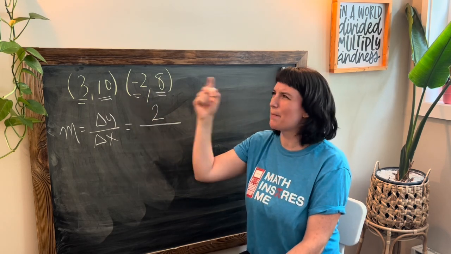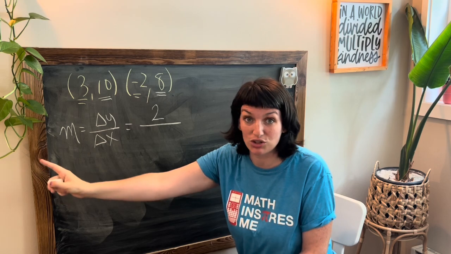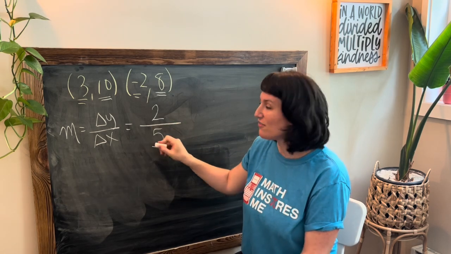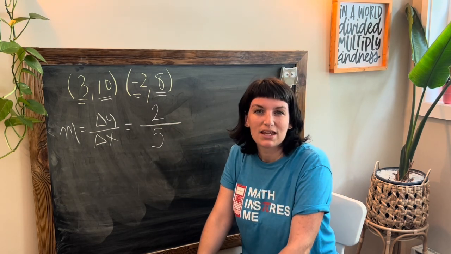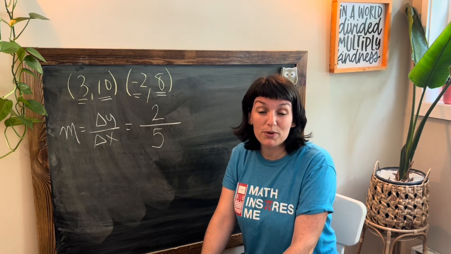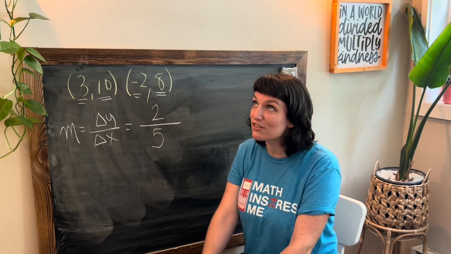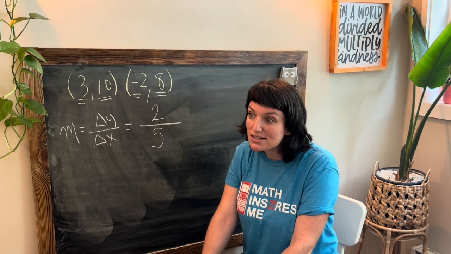What's the difference between a positive 3 and a negative 2? That difference is 5. Now here's the deal. I know that my slope is 2/5. Whether it's positive or negative, I've got to think about that next.